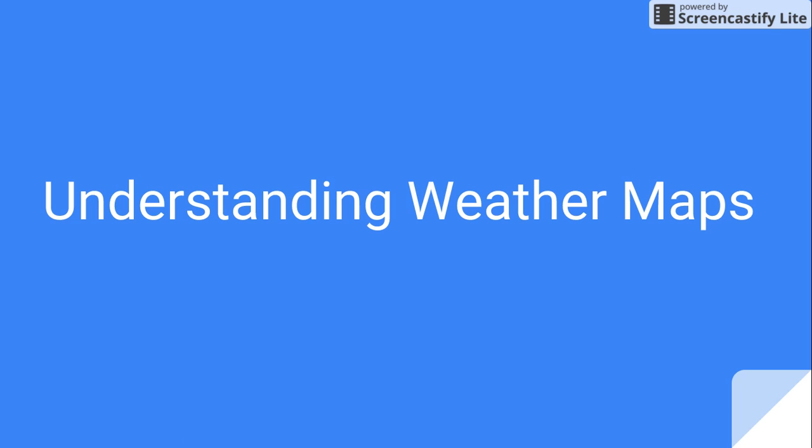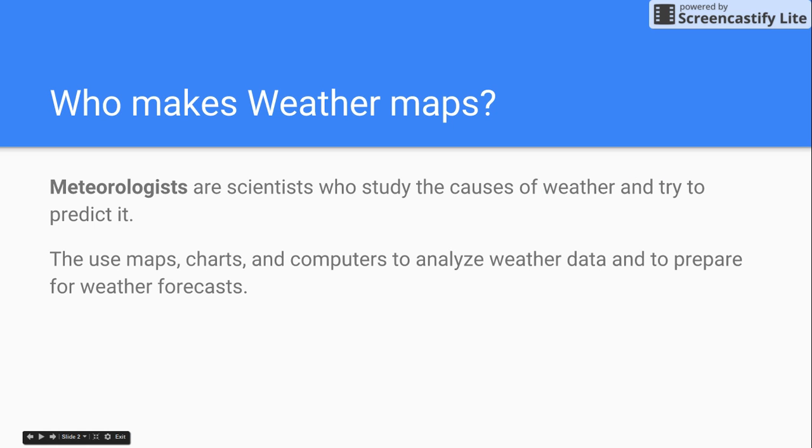We're going to start talking about understanding weather maps and how to read them today. So, let's start by talking about who makes weather maps. Meteorologists are scientists who study the causes of weather and then attempt to predict it based on trends that they see. They use maps, charts, and computers to analyze weather data and to prepare for these weather forecasts.